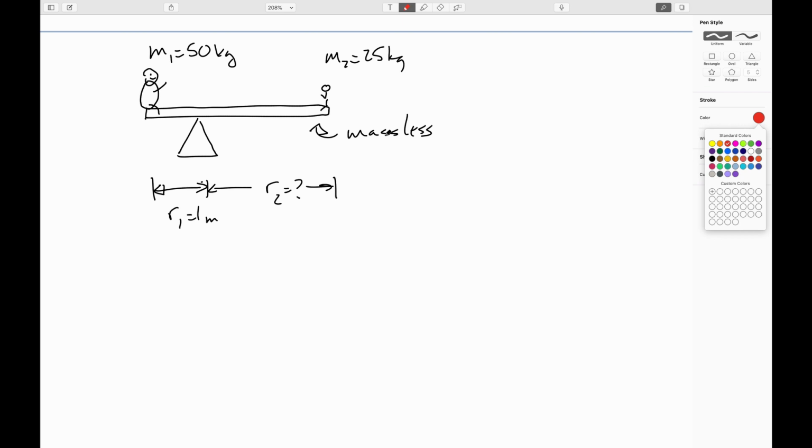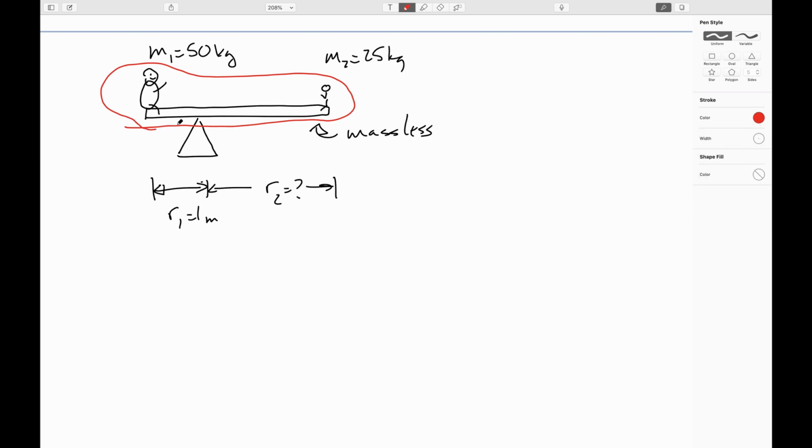So we can go ahead and make our system the kids plus the plank. That will make it a little easier to think about. So we can go ahead and do a force identification diagram here. So we've got one contact force. That'll be the normal force from the fulcrum being applied on the plank to keep the plank from crashing through it. And this time we have two long-range forces. We've got the force of gravity on the big kid and the force of gravity on the little kid.